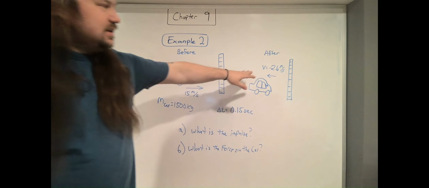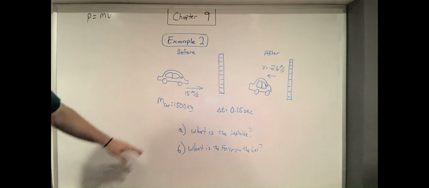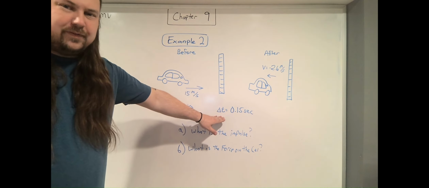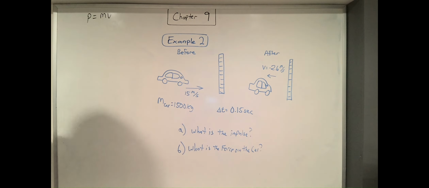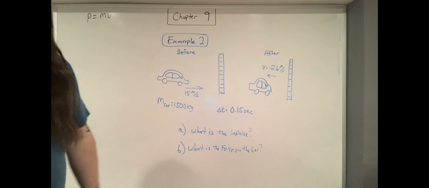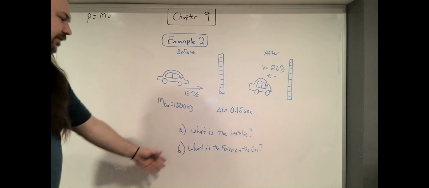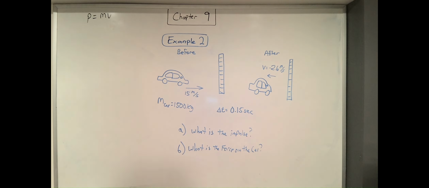The bounce back speed is negative 2.6 meters per second. This collision takes place in a split second, 0.15 of a second. The mass of the car is 1,500 kilograms. Okay, accidents happen fast. First off, what is it looking for? It wants to know what is the impulse that the car felt. And then secondly, it wants to know how much force was on the car. What is the force on the car?